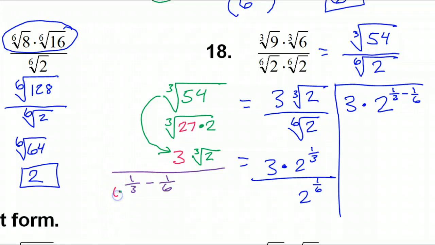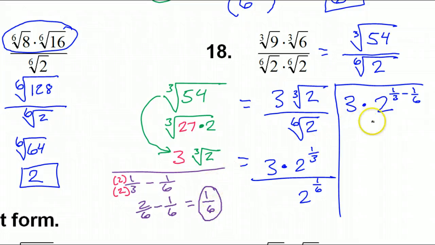To do this with like denominators, I will multiply these by 2. So that'll give me 2/6 minus 1/6, and 2 minus 1 is 1, so that should equal 1/6. Remember that, because that's what's about to happen right now. So that's why I will have 3 times 2 to the 1/6 power.